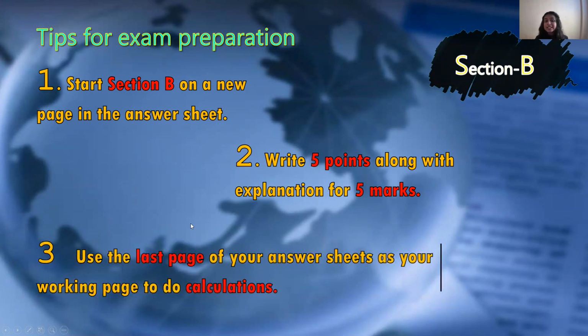Now, use the last page of your answer sheets as a working page to do the calculations. Of course, when you're doing final accounts, you need to do calculations. You need to tally up. You need to find out the profits, the gross profit, the net profit, right? So you can do all the calculations. You can save the last page of the answer supplement and use it to do the calculation.